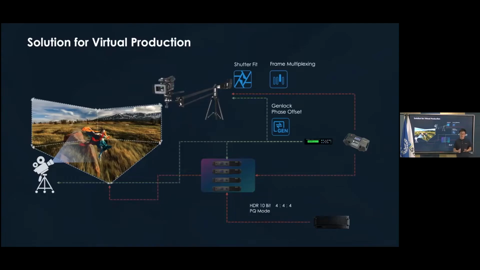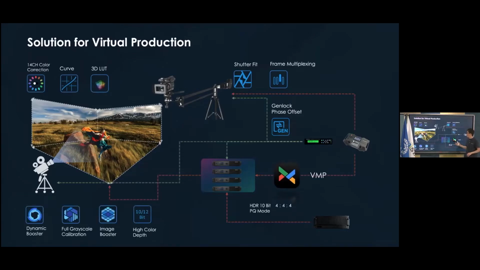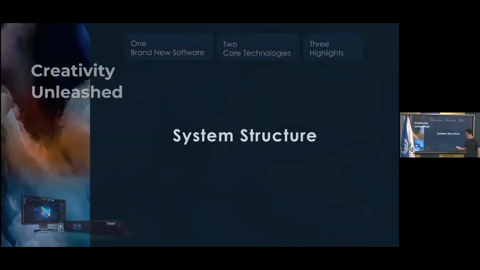And with frame multiplexing, you can shoot just once and get multiple effect outputs to greatly improve the work efficiency on site. And from the screen side, we provide more professional color correction tools such as 14-channel color correction and color curve. 3D LUT is for more professional users. And all the solutions are based on the VMP platform, a totally brand new software. So this is the whole solution for virtual production.